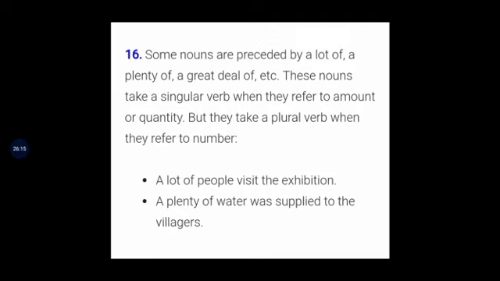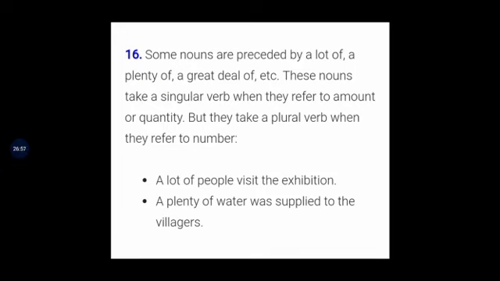Rule number 16. Some nouns are preceded by a lot of, a plenty of, a great deal of, etc. These nouns take a singular verb when they refer to amount or quantity, but they take a plural verb when they refer to a number.